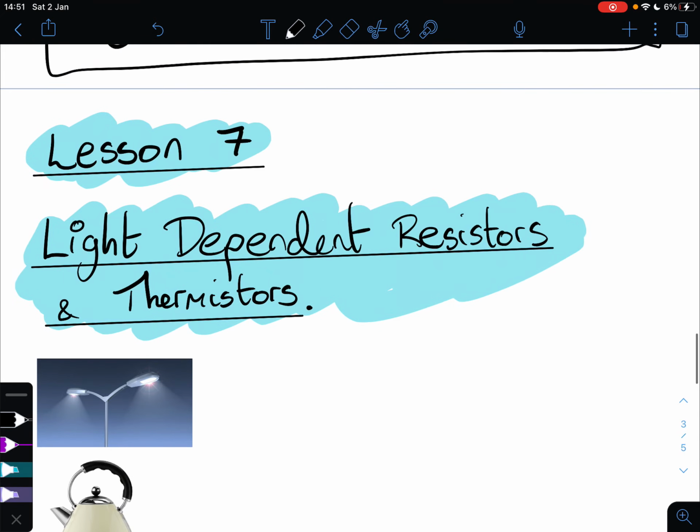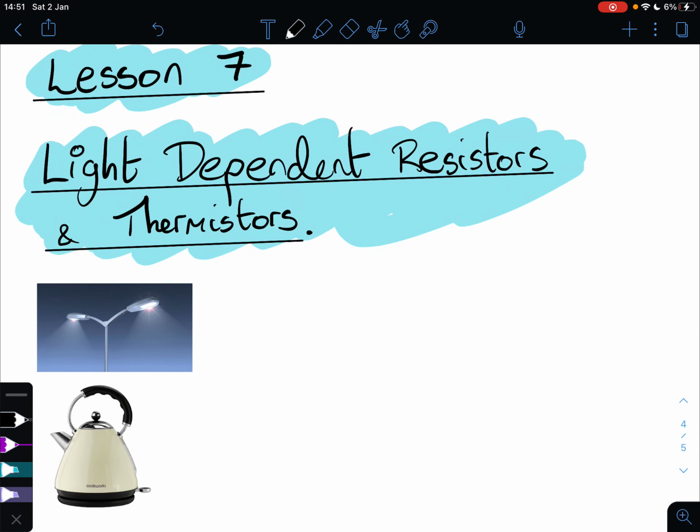Okay, welcome to lesson 7 of the electricity module P1. Today we're going to be looking at light-dependent resistors and thermistors. A lot quicker than the previous lesson, this one.